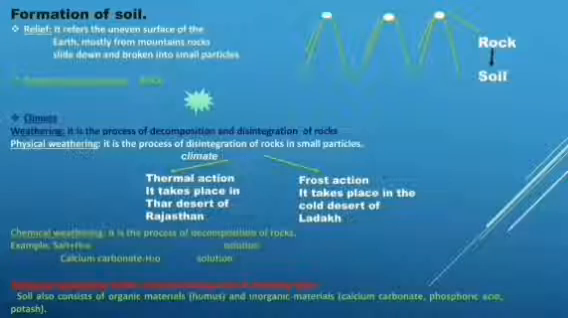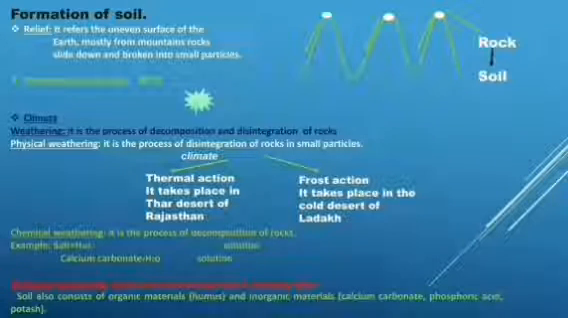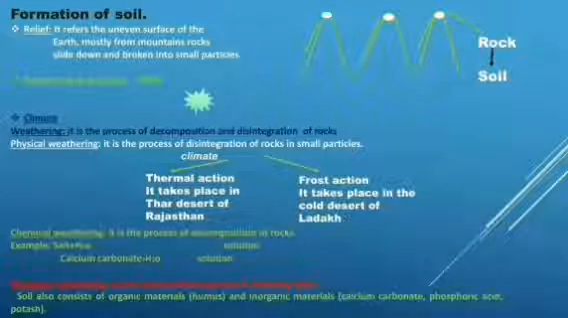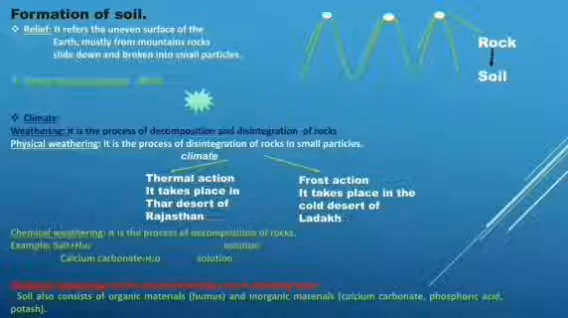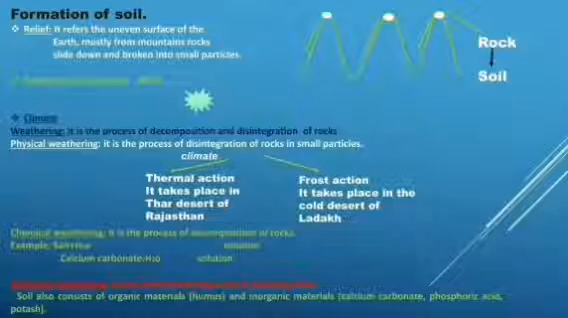It is the process of disintegration of rocks into sand particles. In physical weathering particularly, climate plays an important role. You know, in India there is a hot desert, which is also known as the Thar desert, found in Rajasthan. Due to high temperature, rocks are exposed.